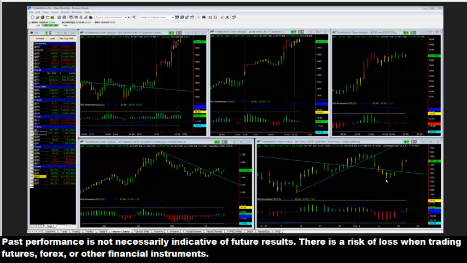Sometimes you're wrong, it stops you right out. But when they do work out, we would typically like to see them go in the desired direction within a couple of price bars. And I think even Thomas has a rule about that as well, and he can even chime in here at the end during our question and answer.